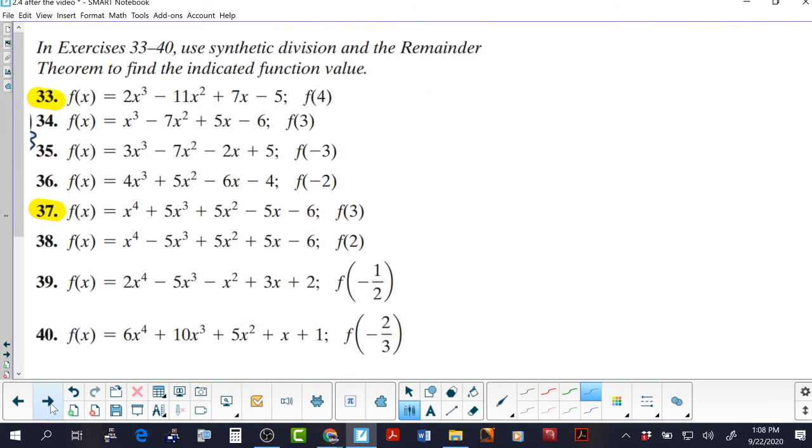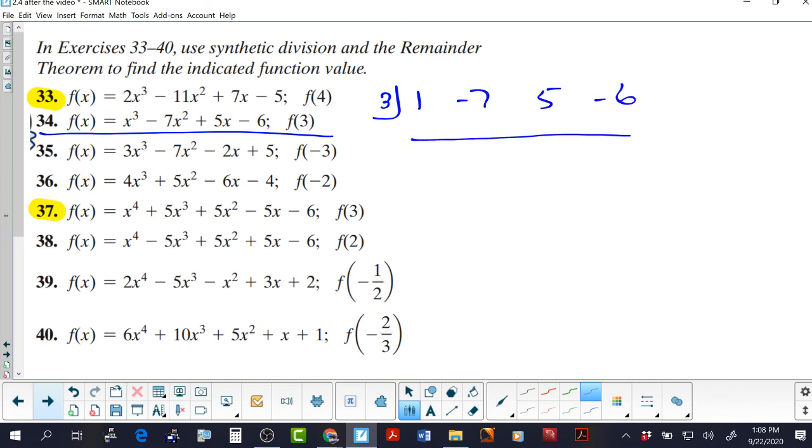Use synthetic division in the remainder theorem to find the indicated function value. How about we just try 34 here? So plug 3 in the box. 1, -7, 5, -6. The function value will be the remainder, so bring the 1 down. 3, -4, -12. That's going to be -7, -21, -28. So f of 3 equals -28.